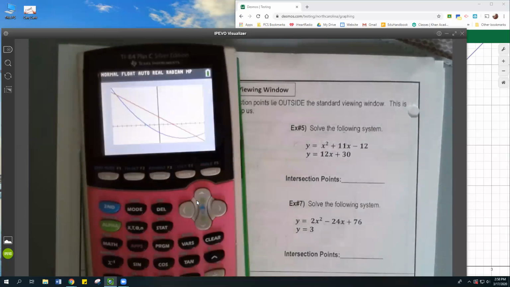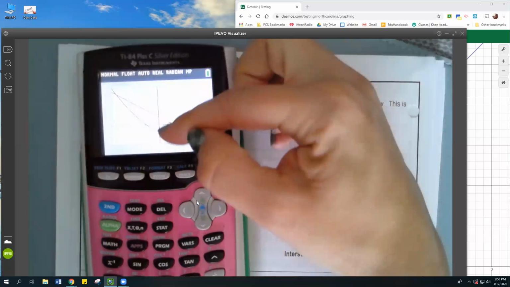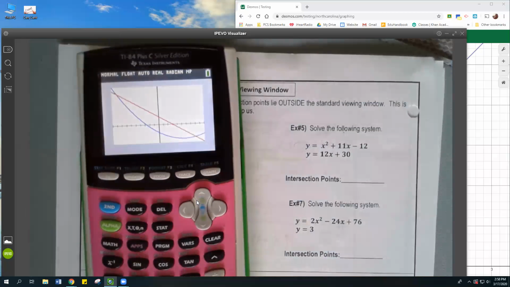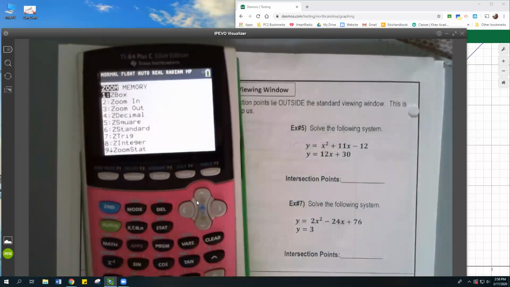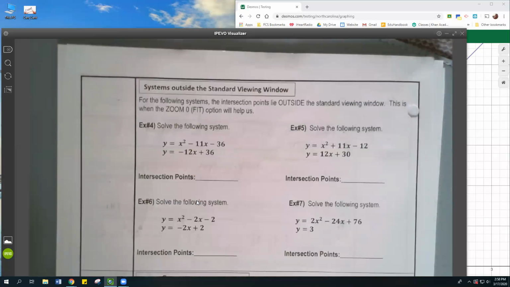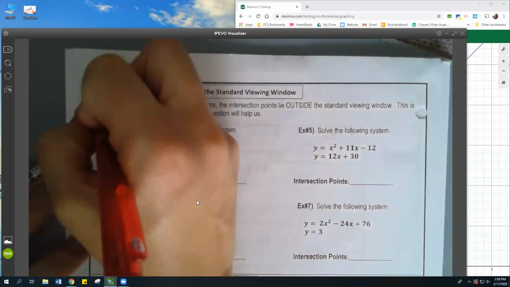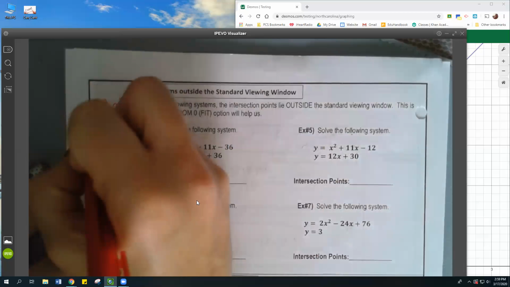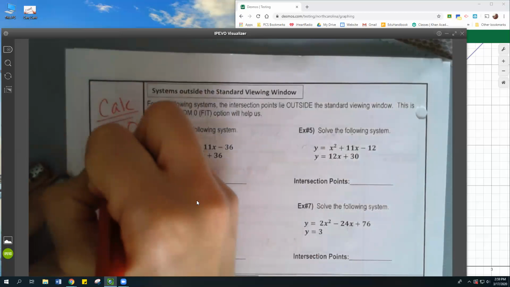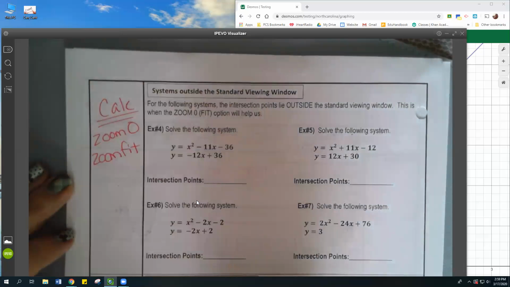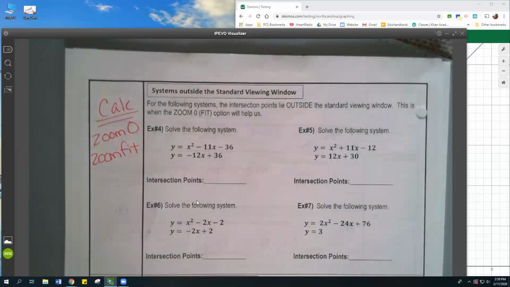That's why when I look at my graph now, you can't even see individual units on the Y because the individual units are very, very large. So sometimes if you're on your calculator, it looks like there might be no solution, but you just have to zoom 0 and that will zoom fit your window. So let me write that on here. In your calculator, you want to go to zoom 0, which is called zoom fit. And that will give you a customized window for your particular equation.